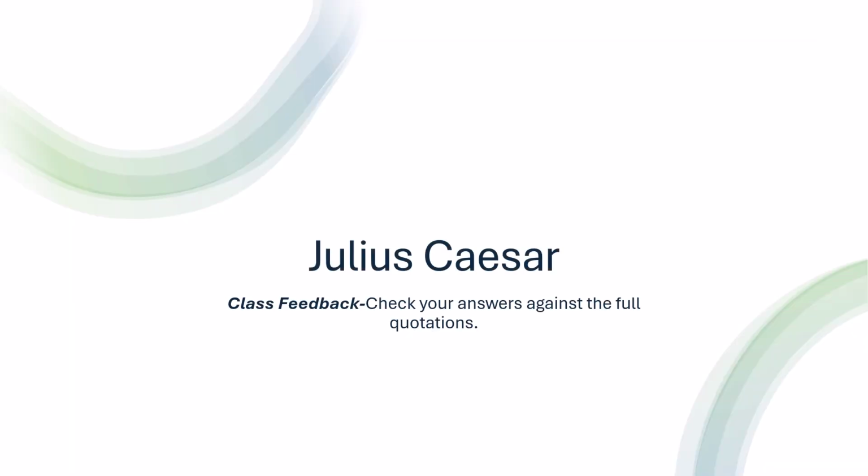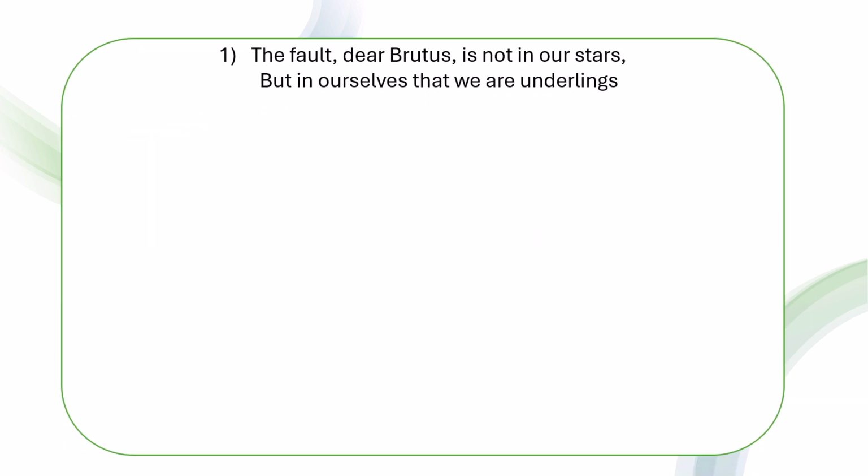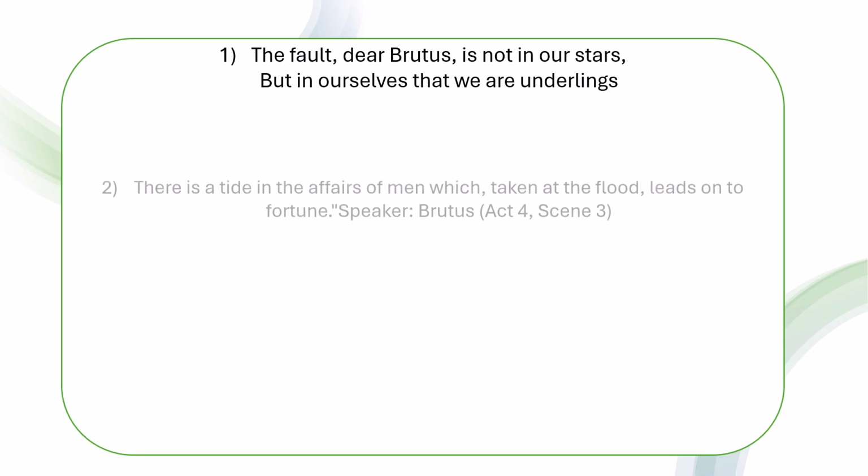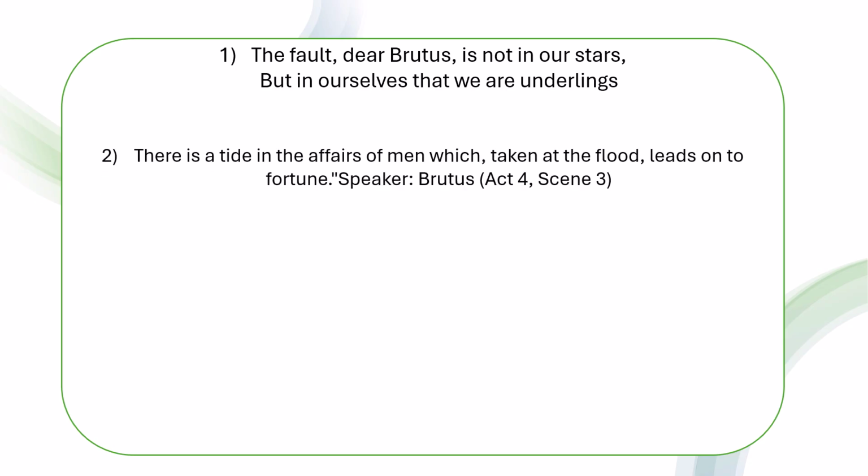Class feedback. Check your answers against the full quotations. So number 1 then. The fault, dear Brutus, is not in our stars, but in ourselves, that we are underlings. So this has come from the first part of the play, where it is Cassius trying to convince Brutus to turn against Caesar. For number 2, there is a tide in the affairs of men, which, taken at the flood, leads on to fortune, and that is Brutus in Act 4, Scene 3.